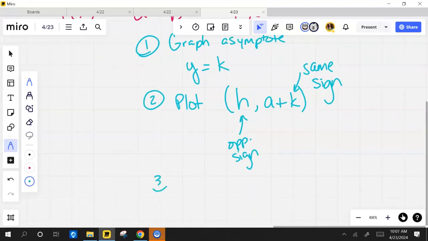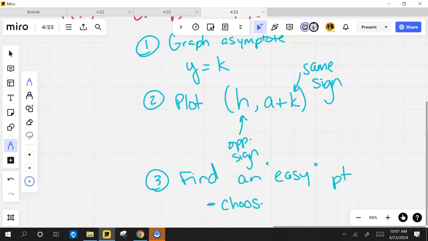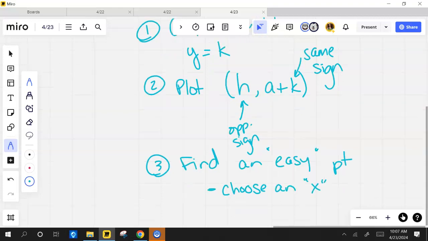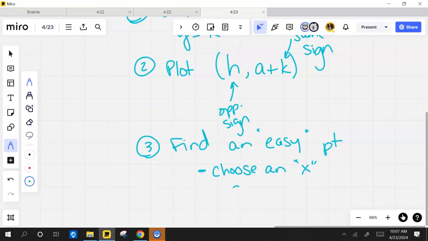And then the last thing that I'm going to do is find an easy point. And to do that, I'm just going to choose an x beside that h from step 2. And this will make more sense, I think, whenever we actually go through and do it.